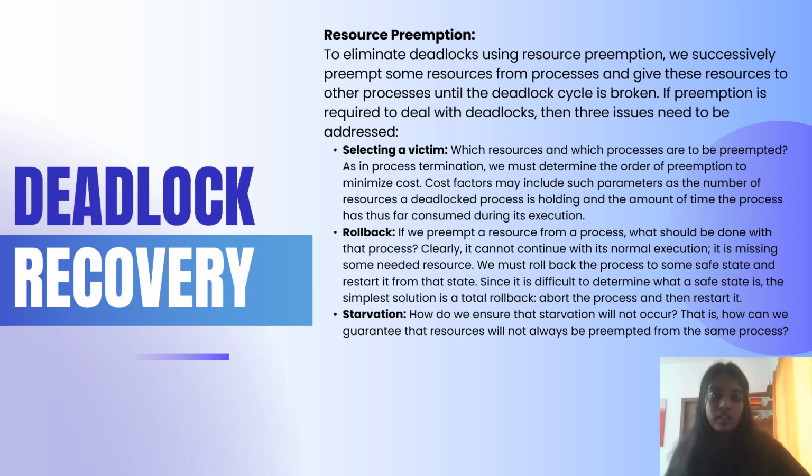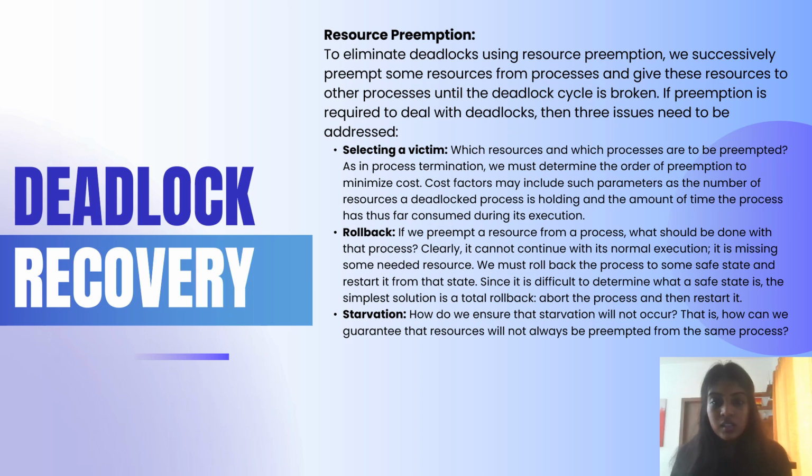The next method in deadlock recovery is resource preemption. To eliminate deadlocks using resource preemption, we successively preempt some of the resources from processes and give these resources to other processes until the deadlock cycle is broken. If preemption is required to deal with deadlocks, then three issues need to be addressed. First one is selecting a victim, which basically considers which processes are to be terminated and which ones are to be preempted and given the resources.